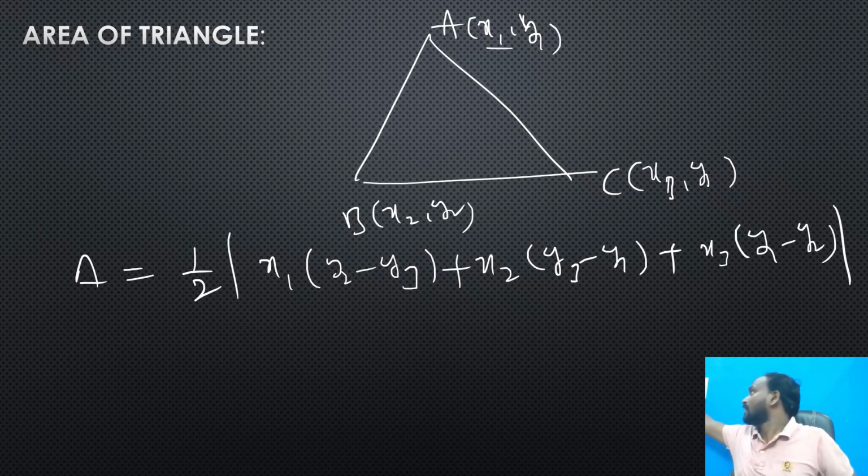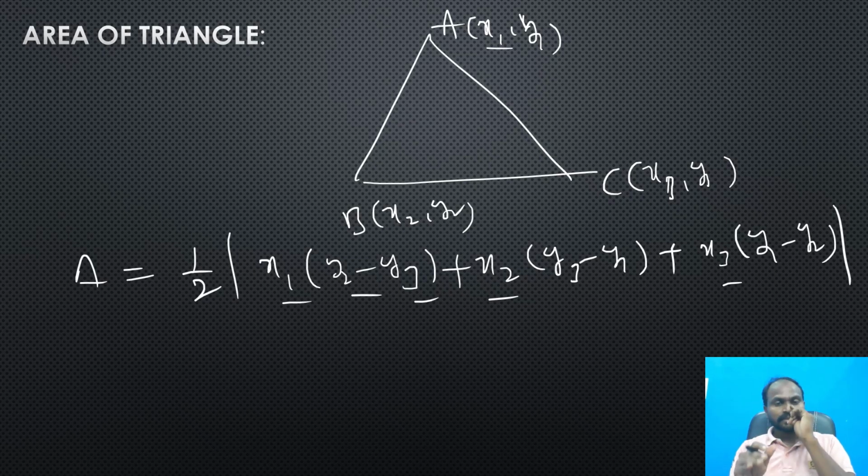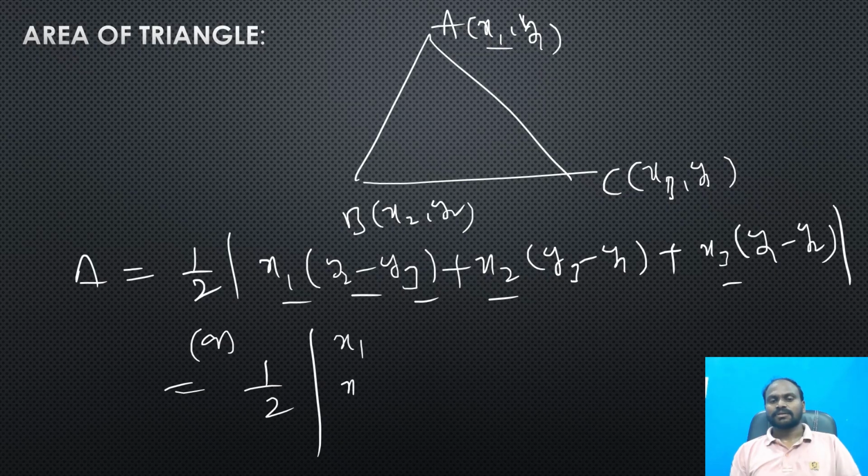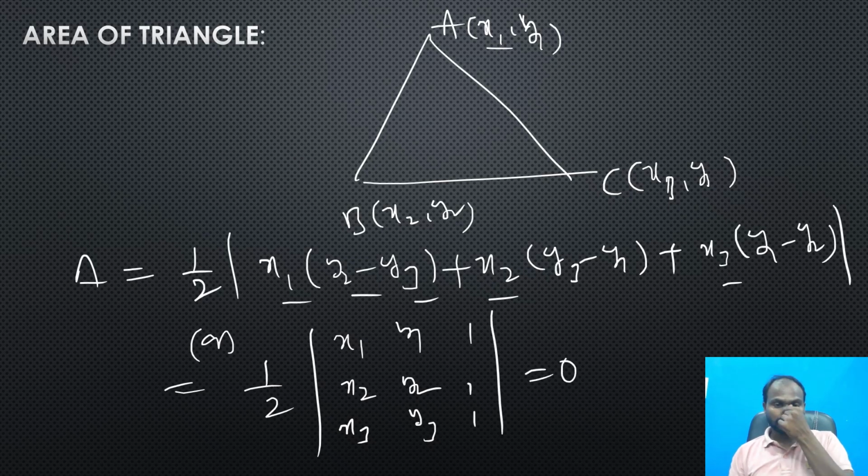We are going to follow the pattern here. So what is the pattern? 1 2 3, the x terms are outside and the y terms are inside, and you can see 1 2 3, 1 2 3. So 1 2 3 first, then we start with 2, then after 2 we get 3, that is 2 3 1, then 3 1 2. Like that you can remember it. In the matrix way also, they will write half into the determinant of x1 x2 x3, y1 y2 y3, and 1 1 1. In that way also you can do it.